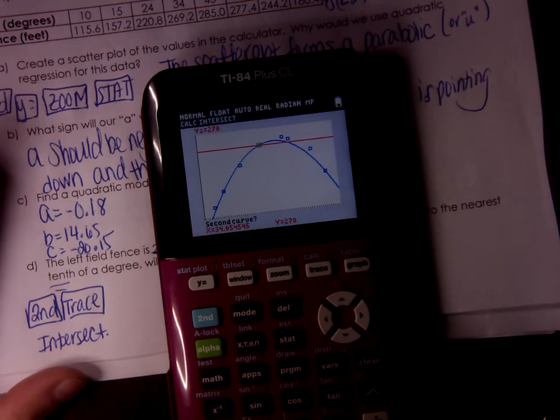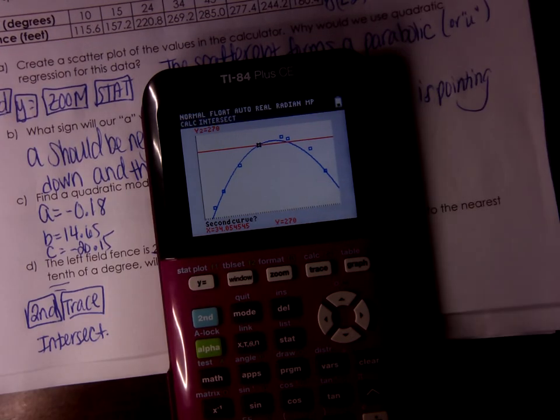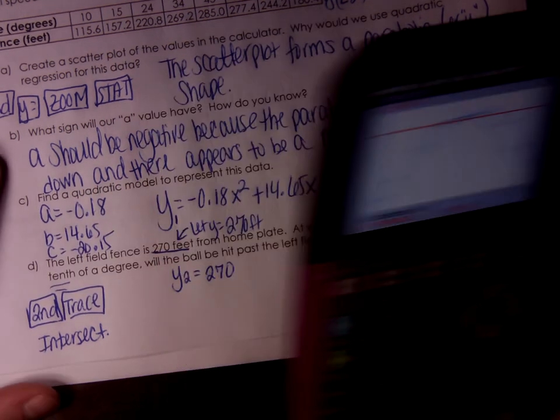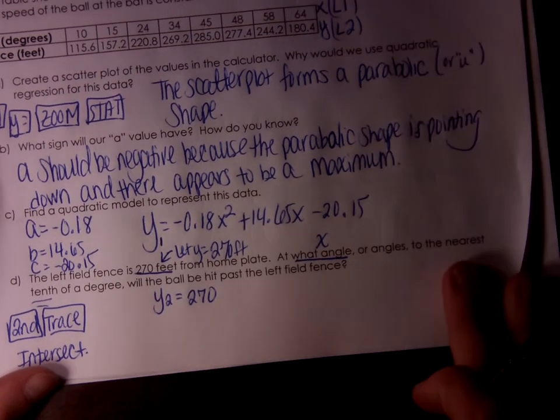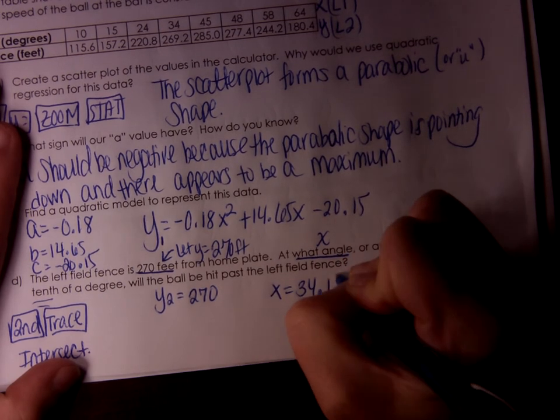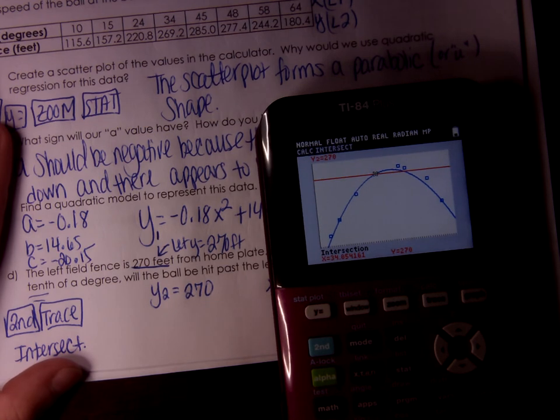The second curve will automatically change the y value to 270. So I'm going to press enter again. They're going to say, is that your guess? And I'm going to say absolutely by pressing enter again. And voila, there's your intersection located at 34.1. So that is 34.1 degrees. Putting it into context because we're talking about angles, 34.1 degrees.